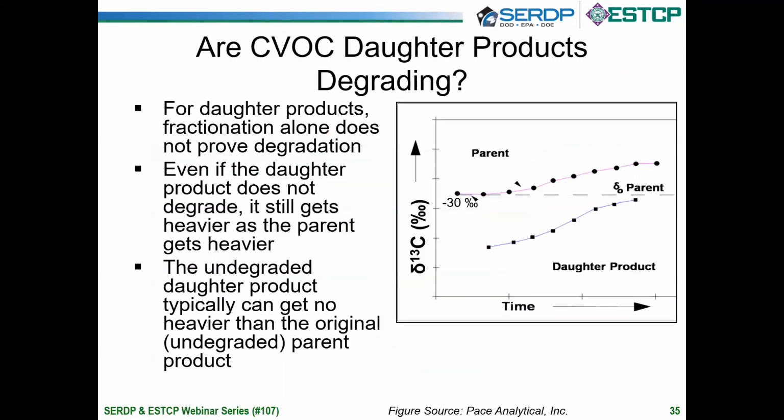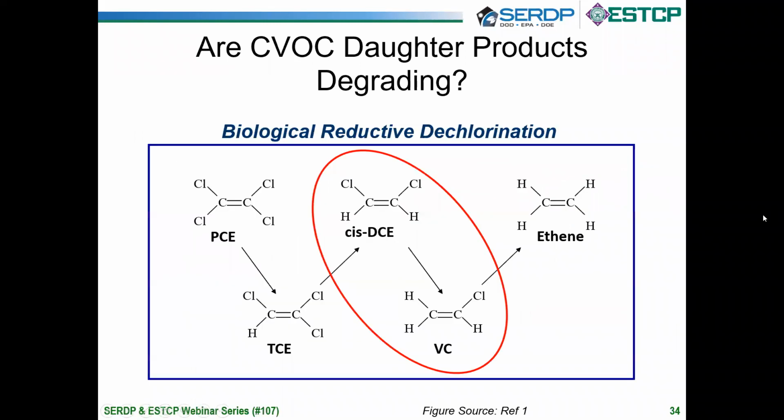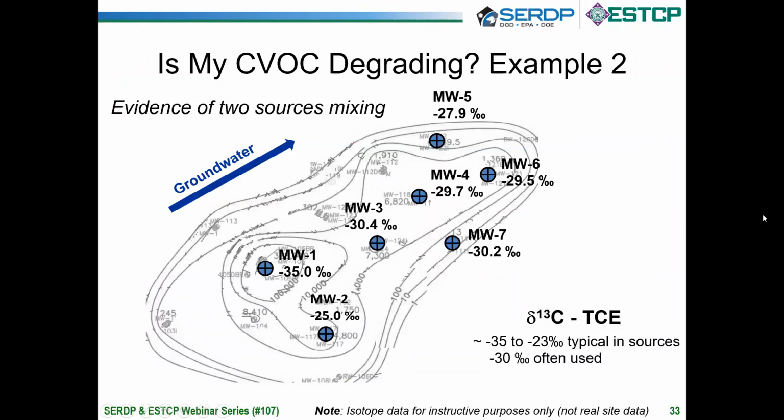Now, the next slide is sort of the counter to that, which is a site where, whoops, let me just back up here. Okay. So the next slide is a counter to that, where again we have these same sort of starting concentrations, but as we move down gradient, we're not seeing a lot of enrichment.